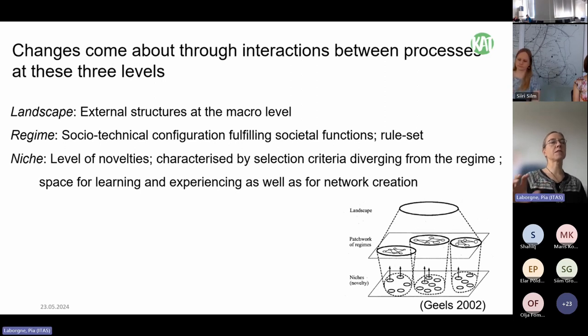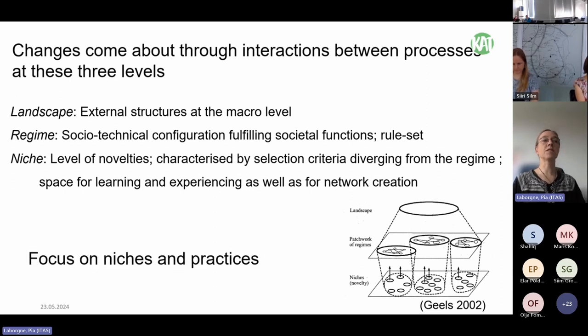The change comes through the interactions between the landscape, as external structures at the macro level, then the regime, which is the dominant structure, the socio-technical configuration fulfilling societal functions, which also creates a rule set. Then the niche, which is the level of novelties, characterized by selection criteria diverging from the regime, and which are space for learning and experimentation, as well as for network creation. And here I'm mostly focusing on niches and practices in these niches.